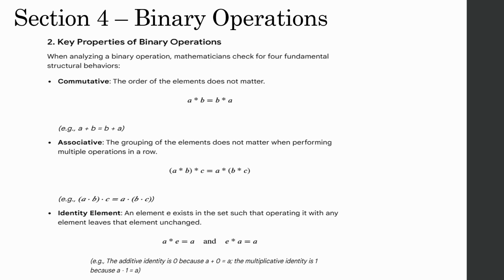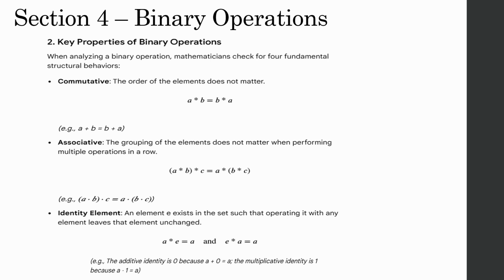For example, (A star B) star C equal to A star (B star C). Grouping doesn't matter, which is associative. Order doesn't matter, which is commutative.